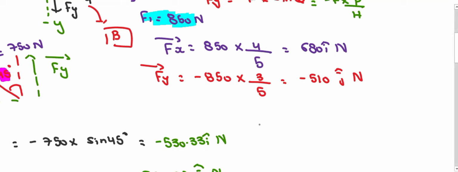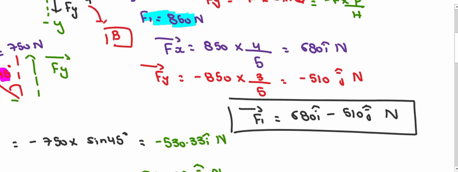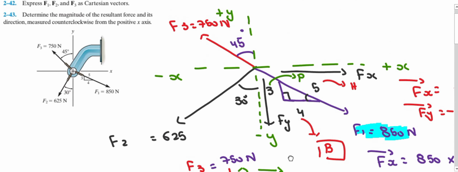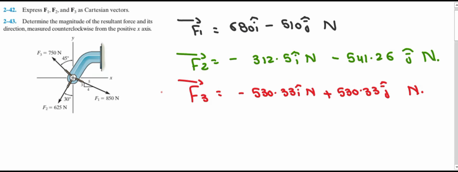So the Cartesian form or the vectorial form of F1 is written as 680 i cap minus 510 j cap Newton. Now our first part is completed. Our second part is to determine the magnitude of the resultant force and its direction measured counterclockwise from the positive x-axis. For that, we erase some extra things. Now let's find the second part, that is, determine the magnitude of the resultant force.